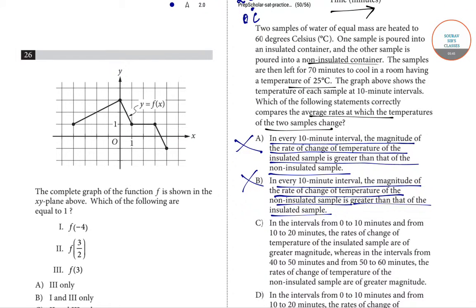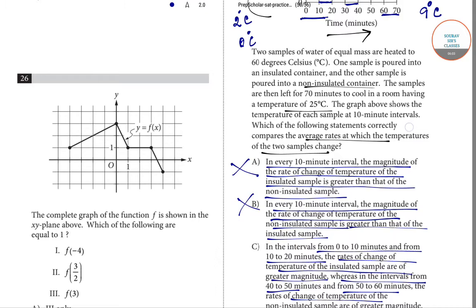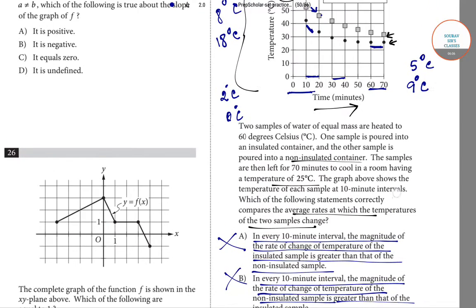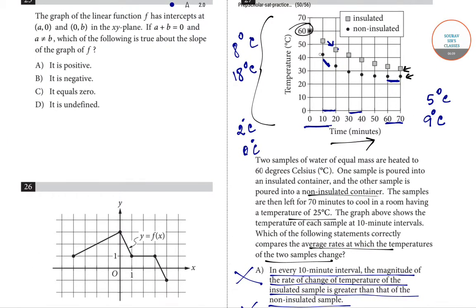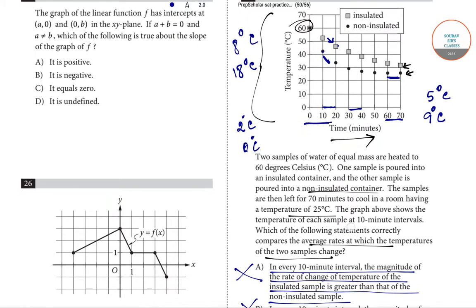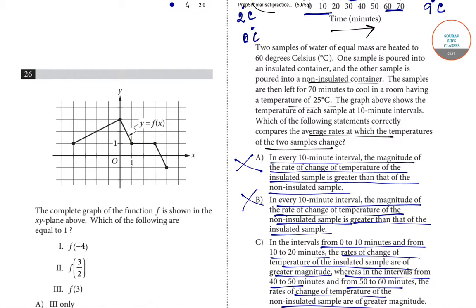Coming to the next option, option C: in the intervals from 0 to 10 minutes and from 10 to 20 minutes, the rate of change of temperature of the insulated sample is of greater magnitude, whereas in the intervals of 40 to 50 and 50 to 60, the rate of change of temperature of the non-insulated sample is greater in magnitude. The non-insulated sample, the black dot, is greater here in the 0 to 10 and 10 to 20 minutes. So this is absolutely wrong, because it is said that the insulated sample decreased in greater magnitude in the 0 to 10 and 10 to 20 minutes intervals. So this is also wrong.